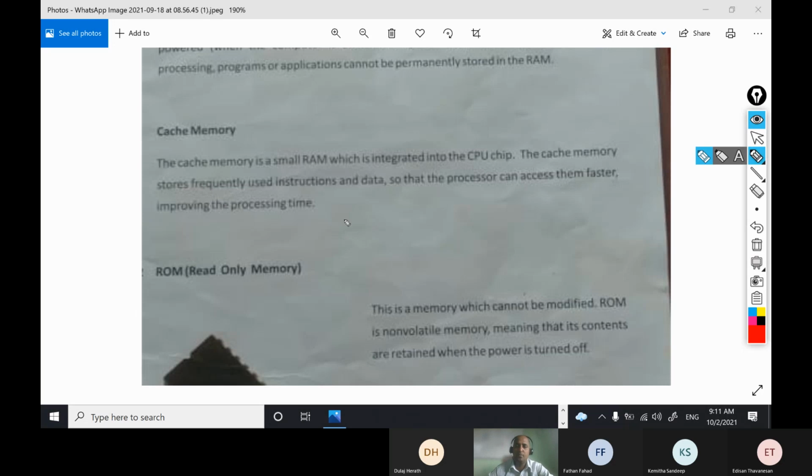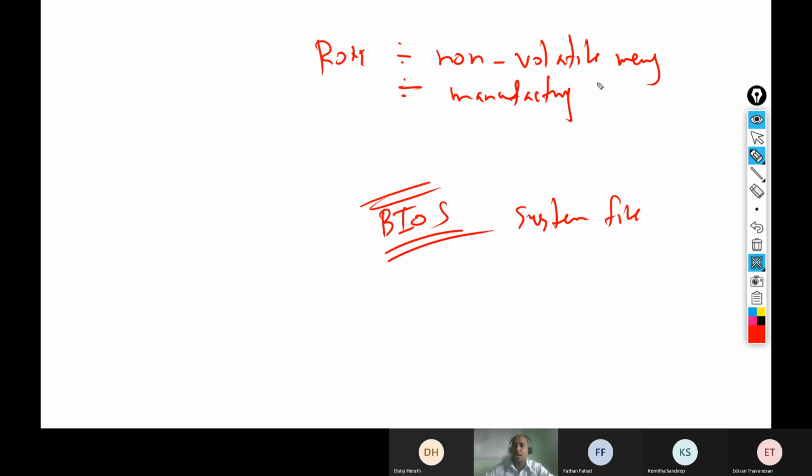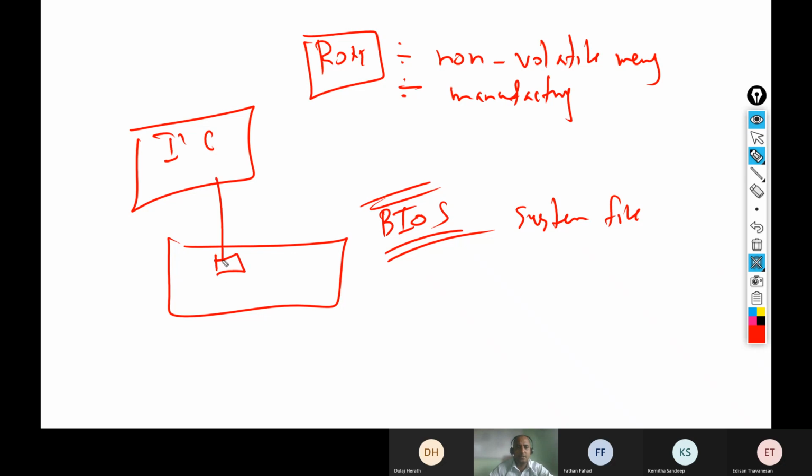Even the ROM we have discussed. I remember I showed a lot of images. Can you remember? I showed you the BIOS, some system files. Normally ROM, read-only memory, I said that this is non-volatile memory. In the ROM chip, this ROM is embedded at the manufacturing stage of the motherboard. That means when the motherboard is being made, at that time only this ROM chip will be embedded. This is an integrated circuit, a small chip embedded into our motherboard.